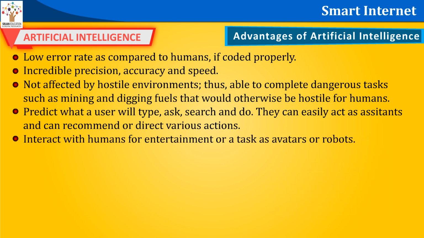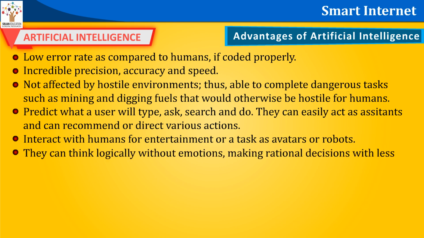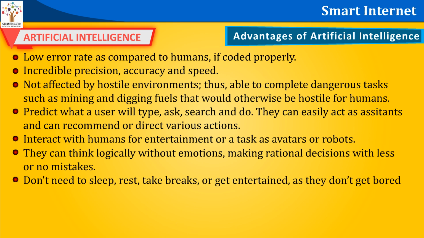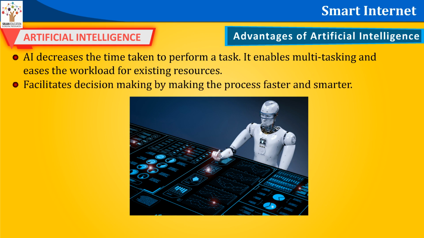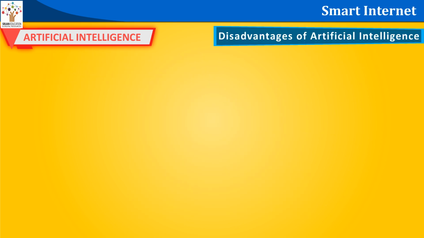Interact with humans for entertainment or a task as avatars or robots. They can think logically without emotions, making rational decisions with less or no mistakes. Don't need to sleep, rest, take breaks, or get entertained, as they don't get bored or tired. AI decreases the time taken to perform a task. It enables multitasking and eases the workload for existing resources. Facilitates decision-making by making the process faster and smarter.